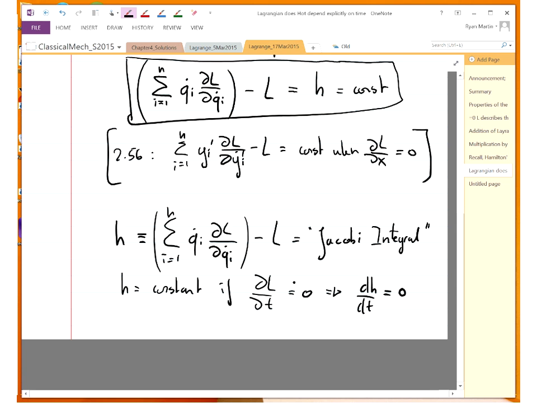L is not constant with respect to time because the q's change with time, and h depends on the q's. However, since h is a constant, dh by dt is equal to 0. So somehow the q's are changing. The qi dots in the expression for h could be changing with time, but somehow they cancel each other out so that the total h doesn't change with time. So the partial of L with respect to t is equal to 0, but the total derivative dL by dt is not equal to 0. And then dh by dt is equal to 0 if the partial of L with respect to t is equal to 0. So don't mix up what's a partial and what's a total derivative.